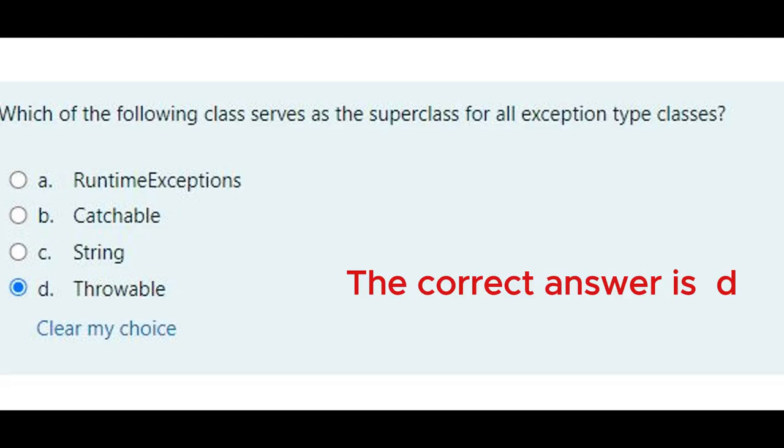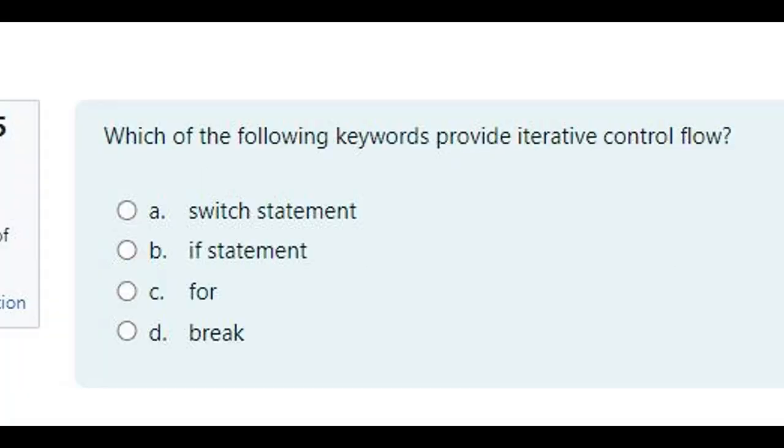Why not the other options? A. Runtime exceptions. This is a subclass of Exception, not the superclass. B. Catchable, not a real class in Java. C. String, completely unrelated to exception handling. This design allows for a unified approach to handling all types of exceptional conditions in Java programs.